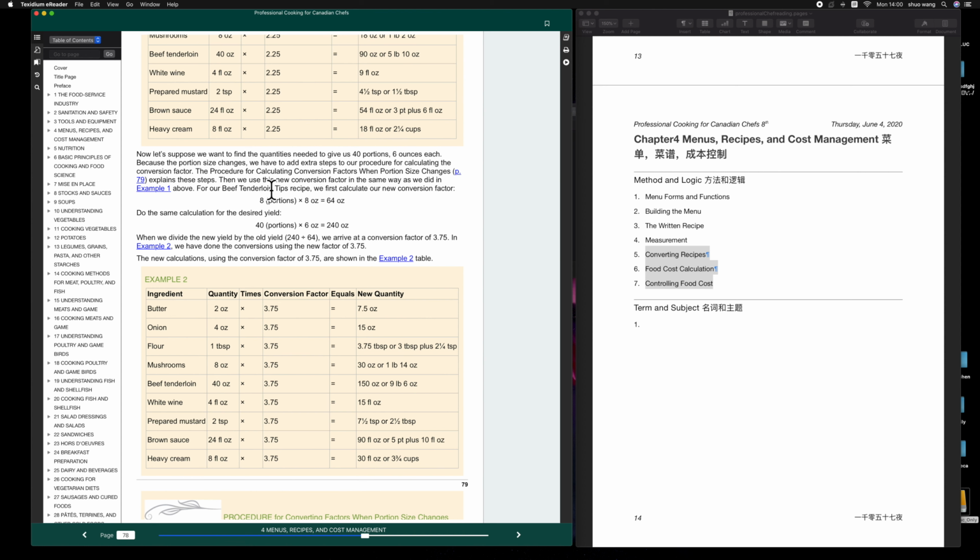For our beef tenderloin tips recipe, we first calculate our new conversion factor, which is 60 ounces. Do the same calculation for desired yield, which is 240 ounces. When we divide the new by the old, we arrive at a conversion factor of 3.75. The new calculations using the conversion factor of 3.75 are shown in the example.